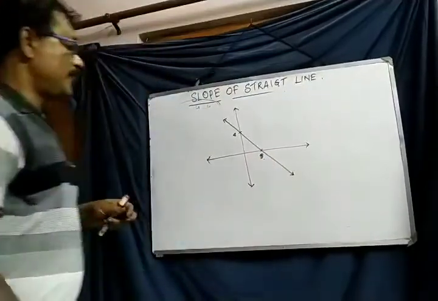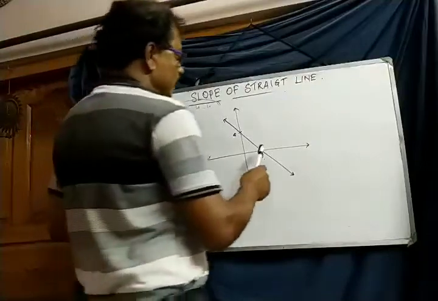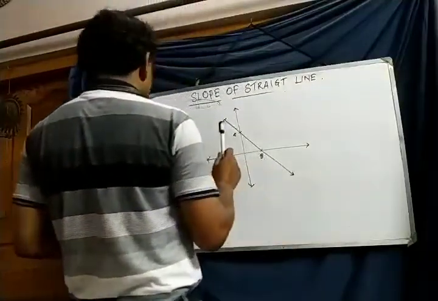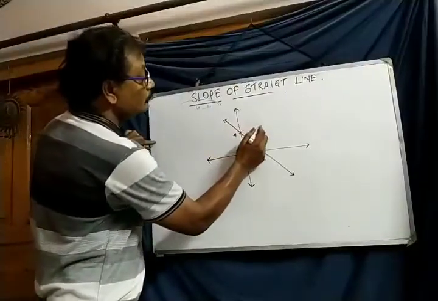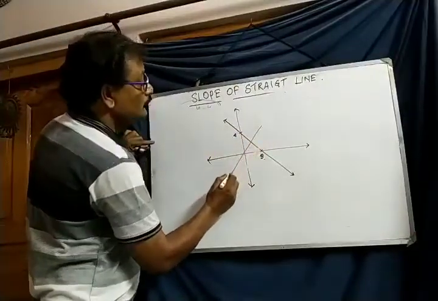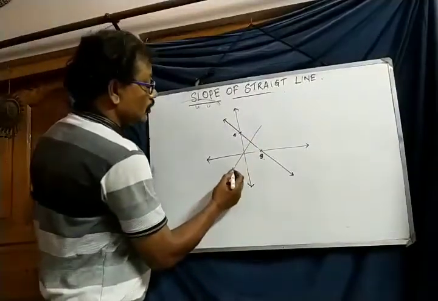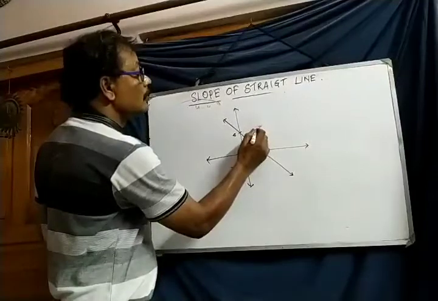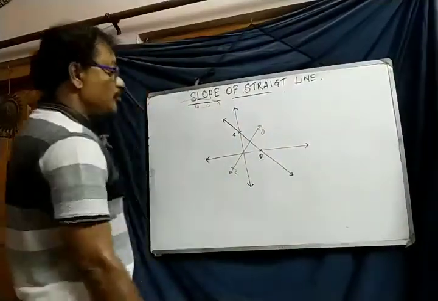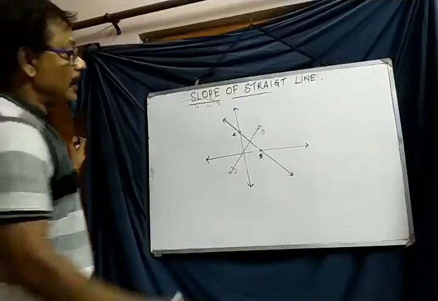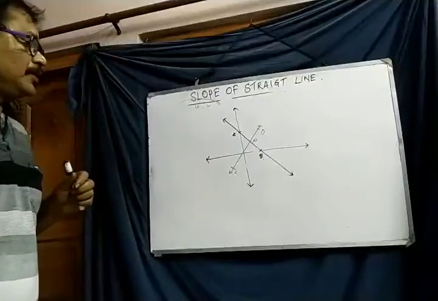Here AB is a straight line which intersects the x-axis at B and the y-axis at A. This is another straight line CD, which is perpendicular to AB and intersects AB at P.